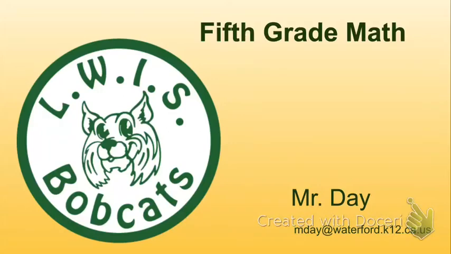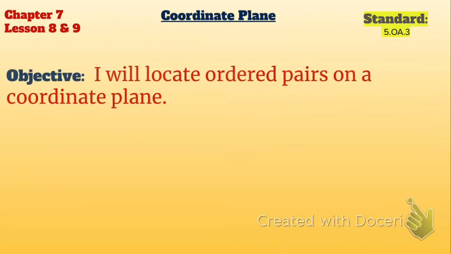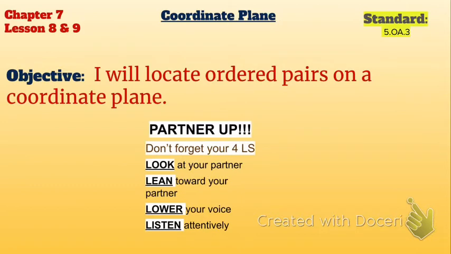All right, today we are going to venture a little further into Chapter 7, Lesson 8 and 9. We're going to combine these two lessons. We're going to be talking about the coordinate plane. Our objective here is to locate some ordered pairs on a coordinate plane. We're going to take a look at some ordered pairs and figure out, all right, what's the pattern? So we're going to take a look at all of this coordinate plane stuff. All right, so let's dig in.